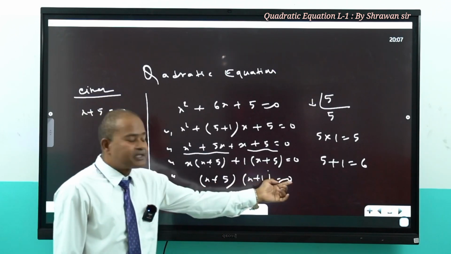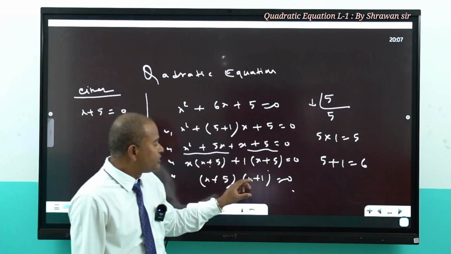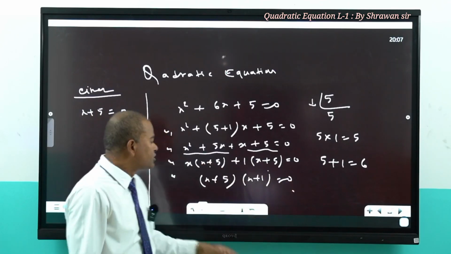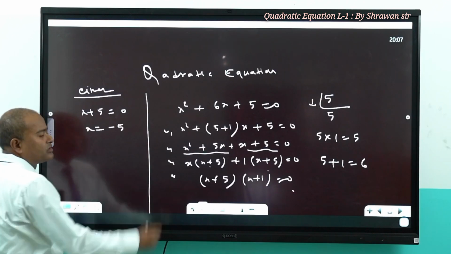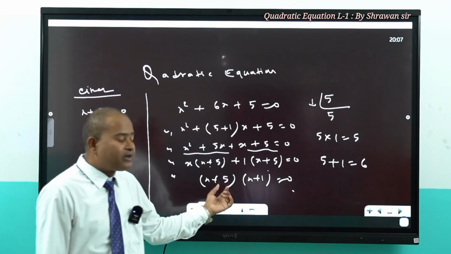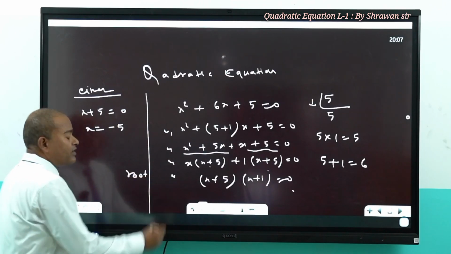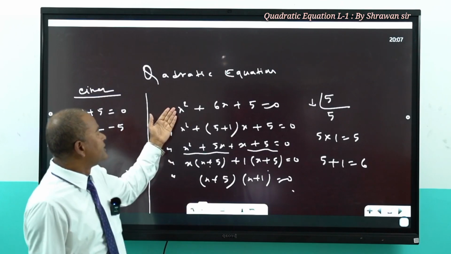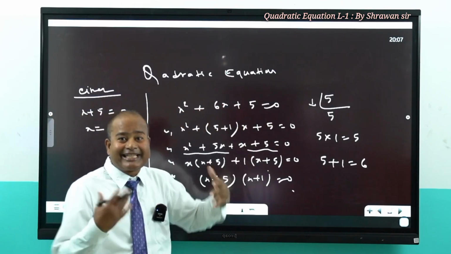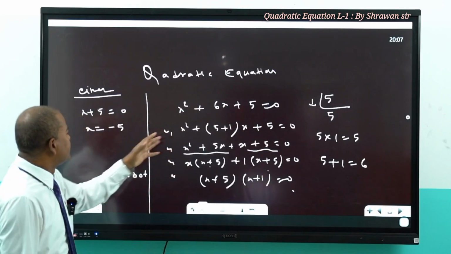So supposing x plus 5 is equal to 0. So dear students, if we suppose x plus 5 is equal to 0, then 0 into x plus 1 again will give 0. So by solving this we get x is equal to minus 5. So dear students, this is the first root, or we can say the first solution of the given quadratic equation. So if we take the value of x as minus 5, then x equal to minus 5 will exactly satisfy the given quadratic equation x squared plus 6x plus 5.